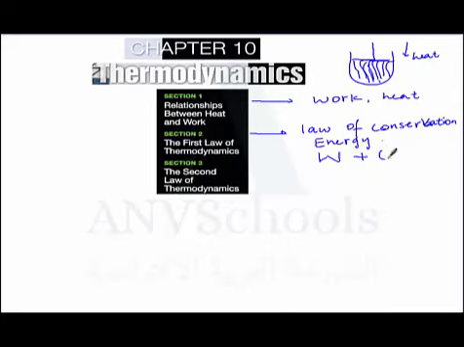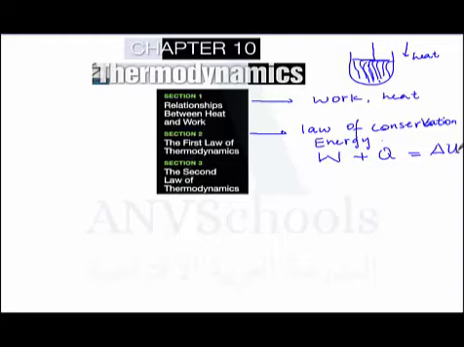Q is the amount of heat energy. So this total energy will not go anywhere. It will be gained by the internal energy of the system. That will be the same as the change in the internal energy of the system. So this law is called the first law of thermodynamics.